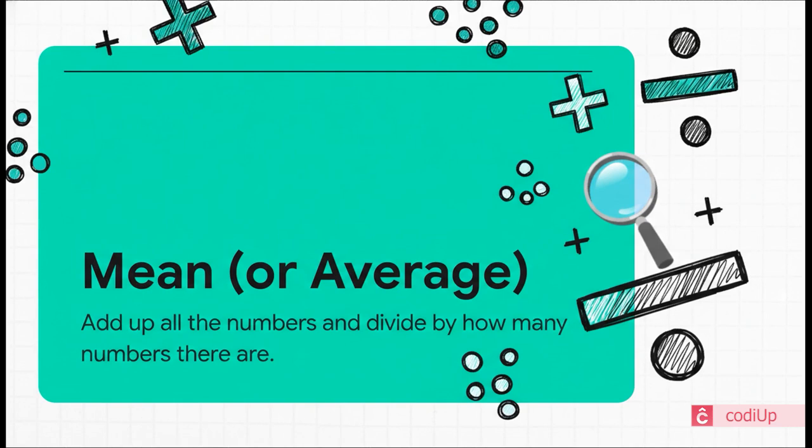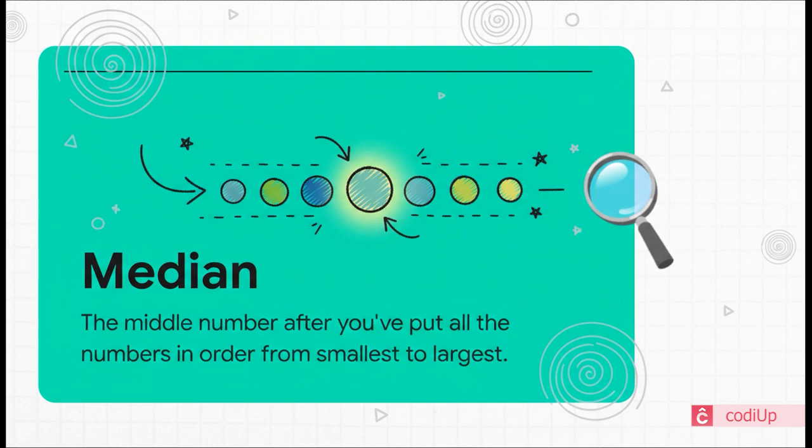First up, we've got the one you're probably most familiar with, the mean. This is what we all learned in school as the average. The method is super simple. Just add up all the numbers, then divide by how many there are. Easy peasy. Next up in the toolbox is the median.